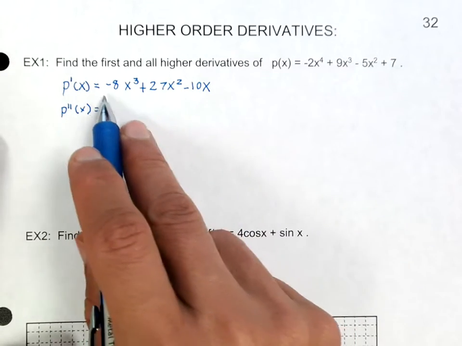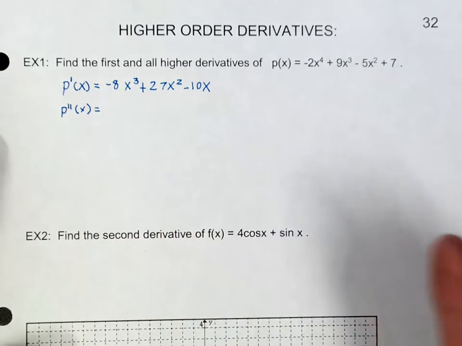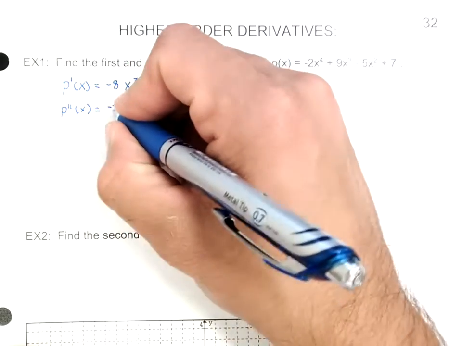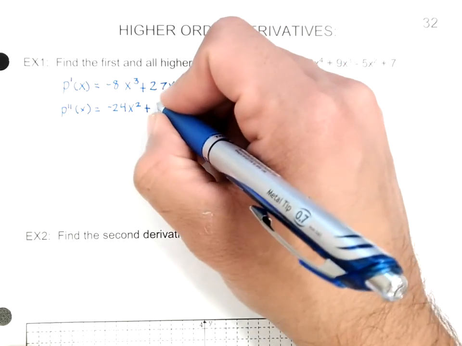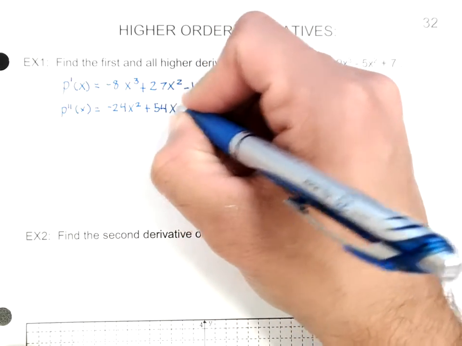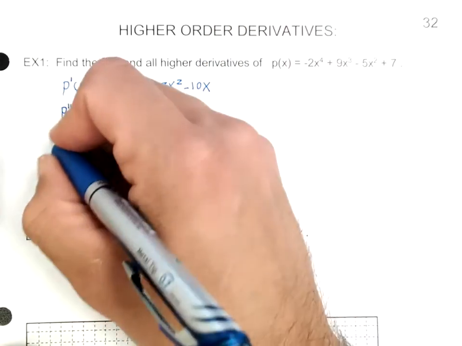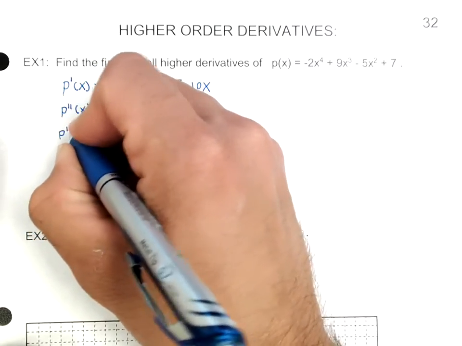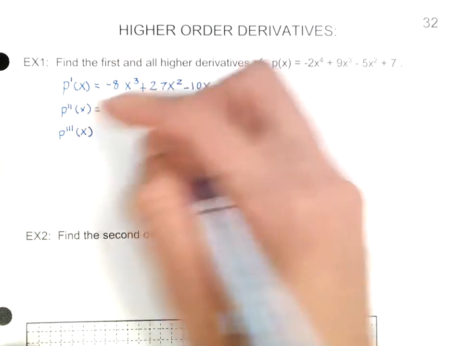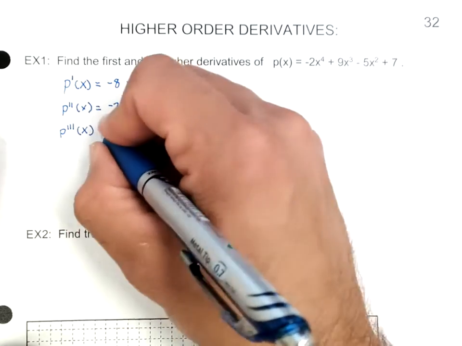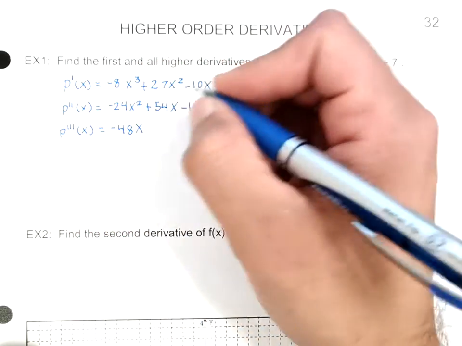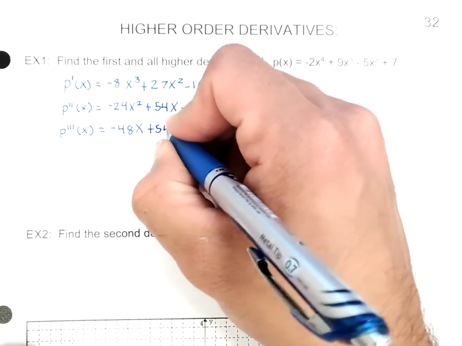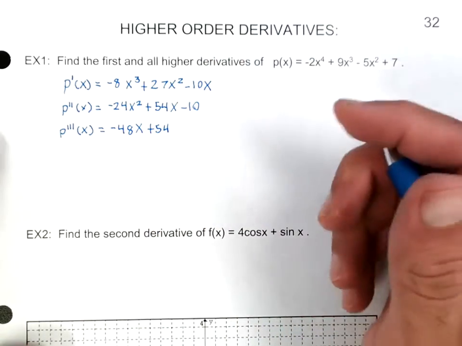So I'm going to just take the derivative of this, and that would be considered the second derivative. So negative 24x squared plus 54x minus 10. Alright? Now we're going to take the third derivative, and you guessed it, I'm going to take the derivative of the second derivative. So that's going to be negative 48x plus 54, and the derivative of negative 10 is 0.